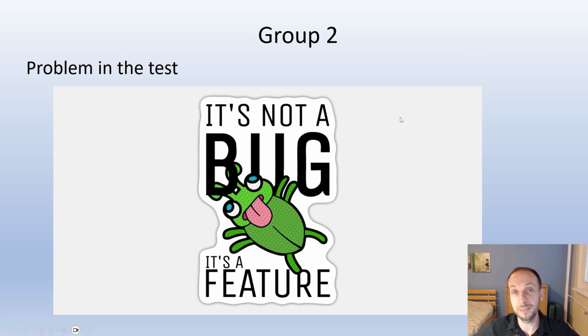For example, this element is there, but Selenium is complaining that it's not there because maybe the XPath or CSS was changed. So we also need to change our test to reflect the changes in the application. Okay, so this is the second group.